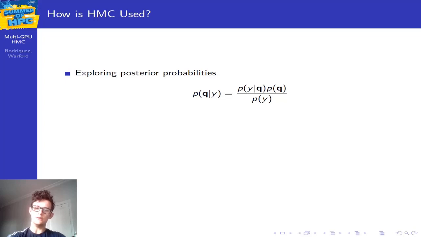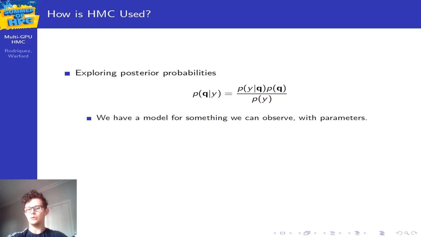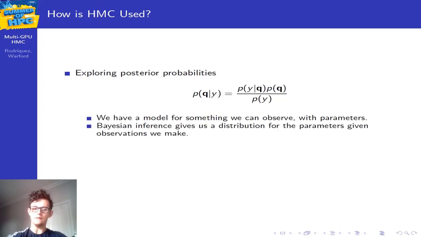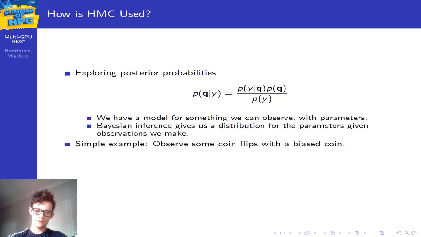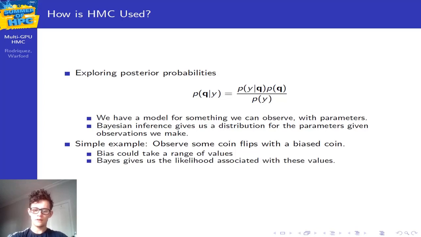HMC is commonly used to explore posterior probabilities. Let's say we have a model for something we can observe, and this model has parameters. Bayesian inference gives us a distribution for the parameters, given some observations that we make. This distribution is called the posterior. A simple example would be if we observe some coin flips with a biased coin. The bias could take a range of values between 0 and 1, and Bayes gives us a likelihood associated with these values.